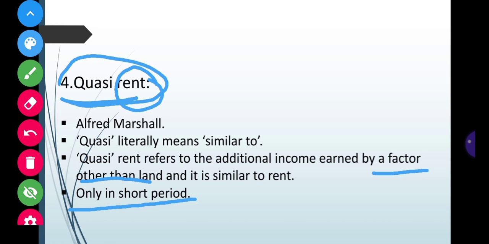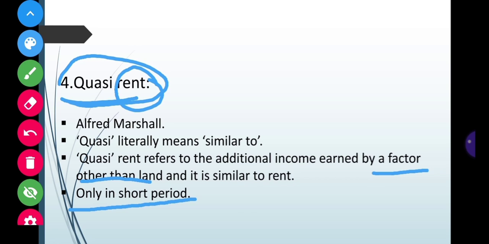It means in the short run, the man-made factors are also fixed in nature. That is the reason we say the Quasi rent arises in the short run only. It disappears in the long run. Why? Because in the long run we can increase the supply of man-made factors according to demand.